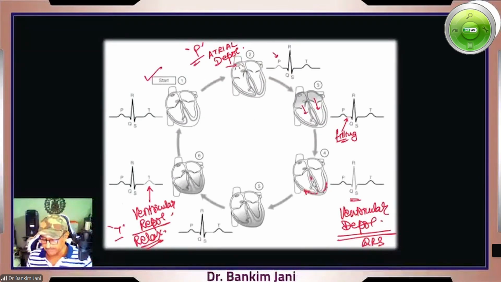Atrial repolarization is submerged into the ventricular depolarization because its current is less. That small current is merged into the big current of ventricular depolarization. So normally we won't see it. Now if we see it, it's an abnormality.